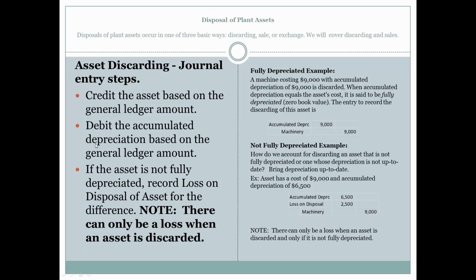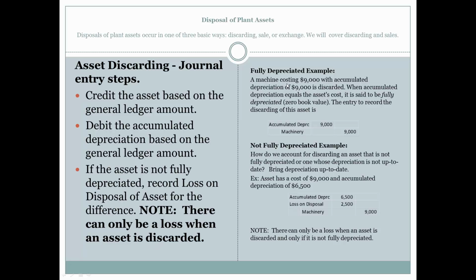Next, we want to debit the accumulated depreciation based on the general ledger amount. The normal balance for accumulated depreciation is a credit balance, so by debiting it, we're zeroing it out. If the asset is not fully depreciated, then we will want to record a loss on the disposal of asset for the difference. Note, there can only be a loss when an asset is discarded.